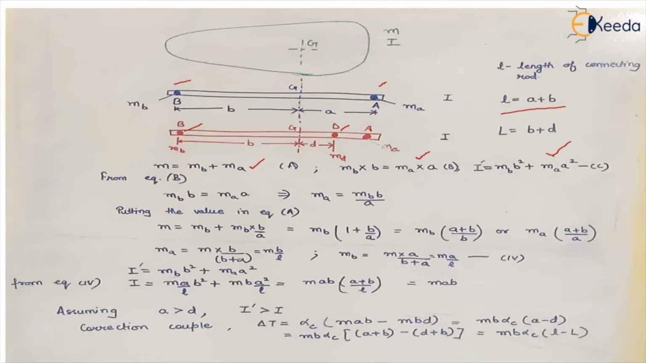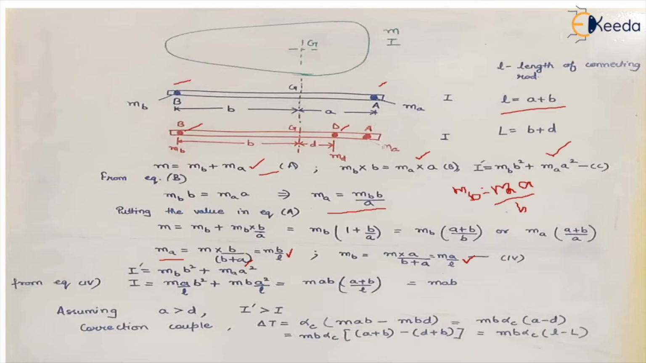So from equation 2, we can say that MA is equal to MB into B upon A. Similarly, we can say MB is equal to MA into A upon B, right? So these are the two values that we get. And if we place these values in equation A, we get two values. So MA can be written as M into B upon B plus A, and B plus A is L. So MA is M B upon L. And MB can be written as M A upon L, right?